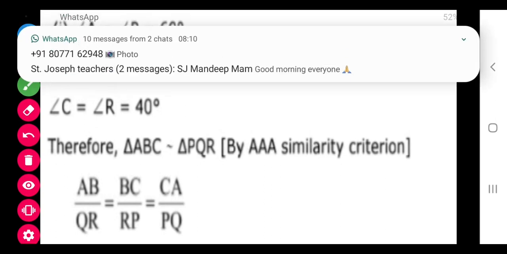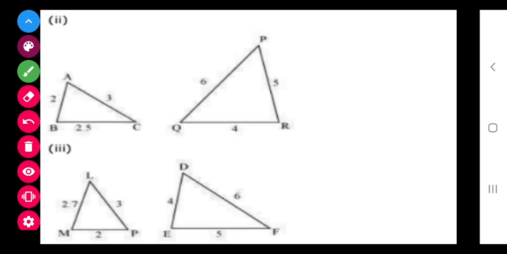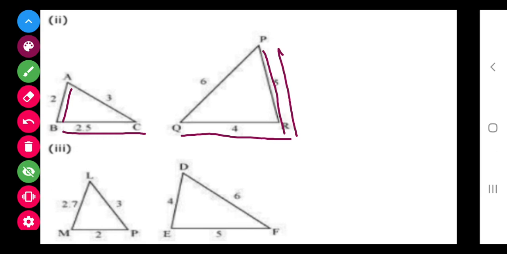And now the ratios will be equal. Now class, if we talk about these two triangles, in these two triangles we have to see the ratios, we have to judge ourselves. If we see here, AB is 2 and this is 4. This is 2.5, this is 5. This is 3 and this is 6. So all are in the same ratio.